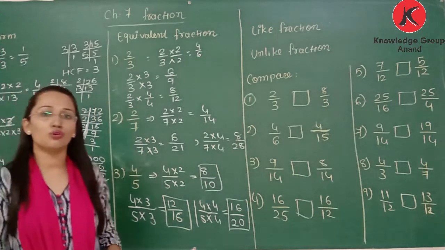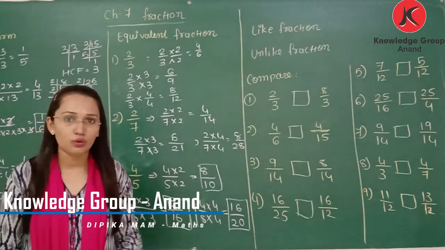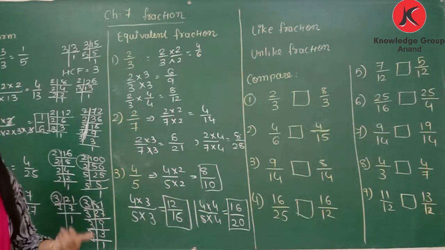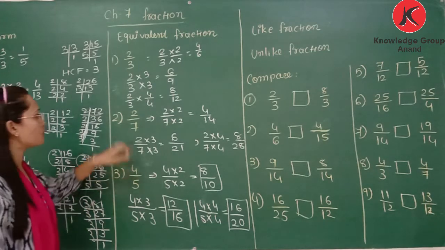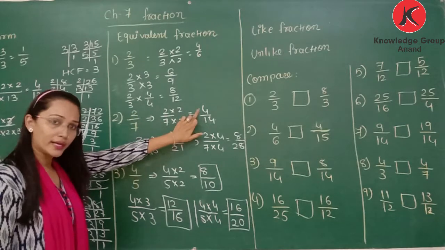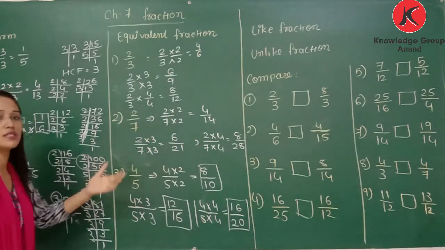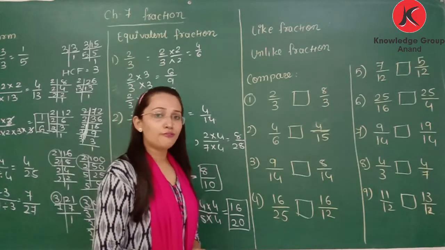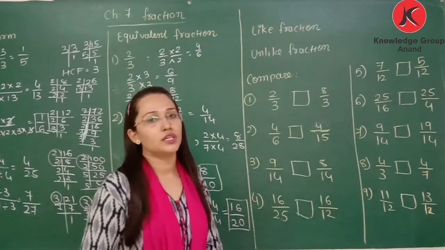Now in an MCQ it is also asked, are they equal or are they equivalent? For that you need to find the cross multiplication. If cross multiplication is same, then they are equivalent. Means let's perform: 14 2s are 28, 7 4s are 28. So it means they are equal. It means they are same. Clear? Now after that we learn about like fractions and unlike fractions.